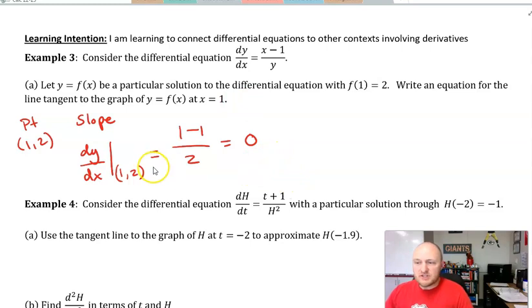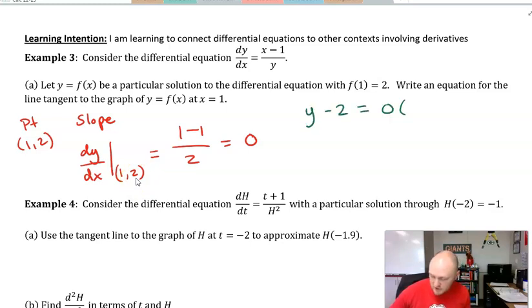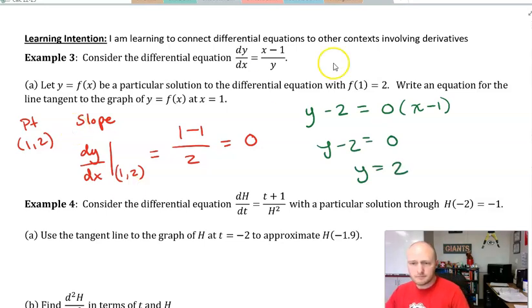If you have a slope of 0, isn't that a flat line? That's a horizontal tangent line, just flat. So y equals 2. If it goes through that y value, it should be 2. But I'll show you that using the same format that I've been doing. y minus 2 is equal to 0, there's your slope, times x minus 1. All of this is 0, isn't it? y minus 2 equals 0. Here's your equation: y equals 2. That's a cool one.